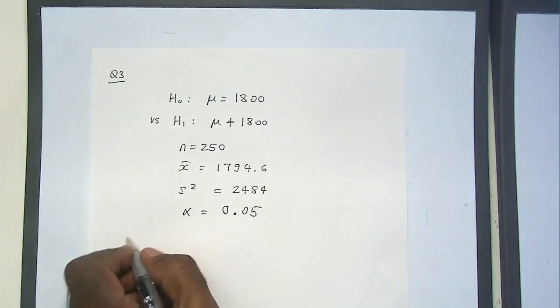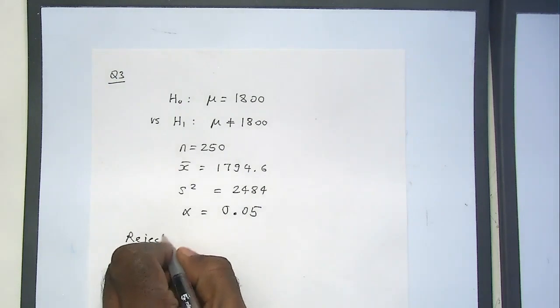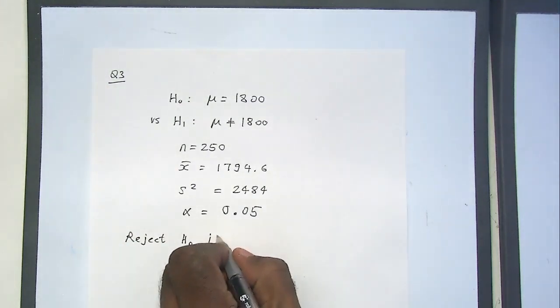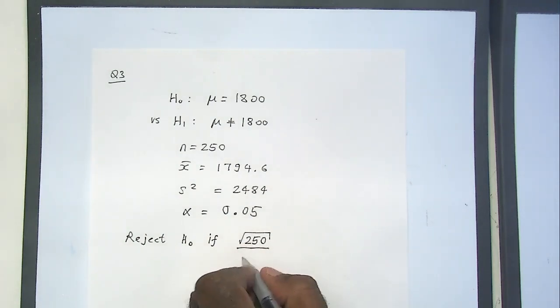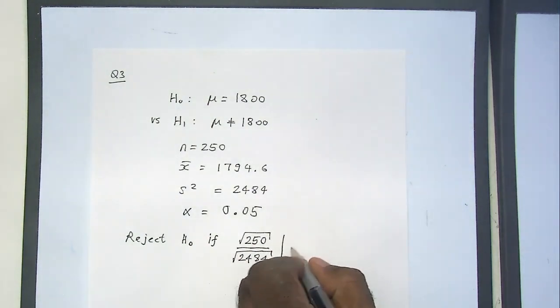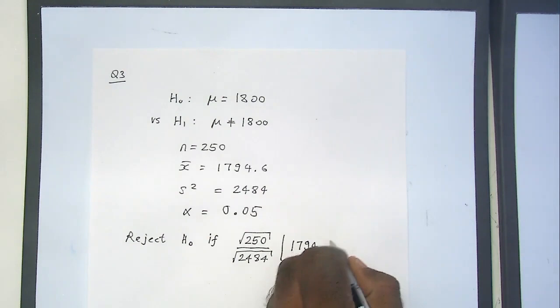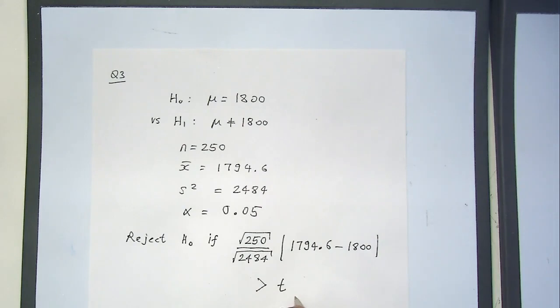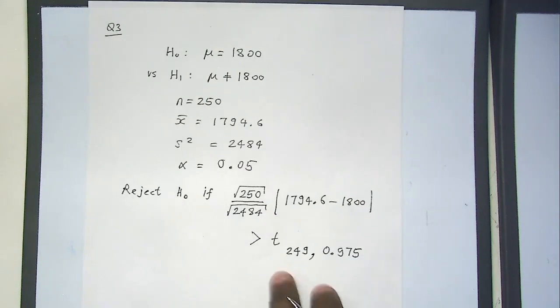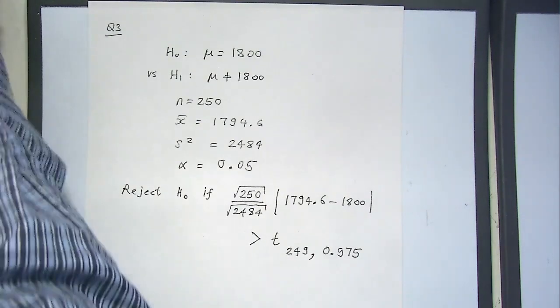Right? So you reject H0 if root n, which is root 250, divided by s, times x bar, is greater than t with n minus 1, which is 249, comma 1 minus alpha by 2, which is 0.975. Right, now we need to read this from the table. This is where your tables come in.